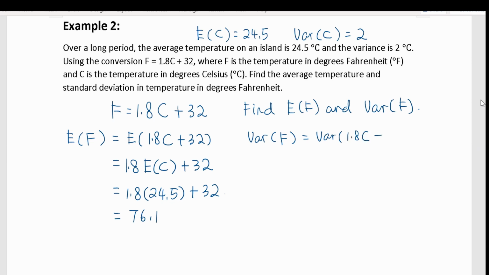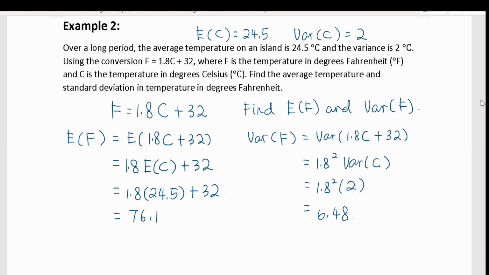1.8C plus 32. Refer to the formula we had: the constant must be squared, then the variance of C, and the plus 32 constant can be ignored. We can sub in the value, variance of C given as 2. Then we can use the calculator and find the variance is 6.48.